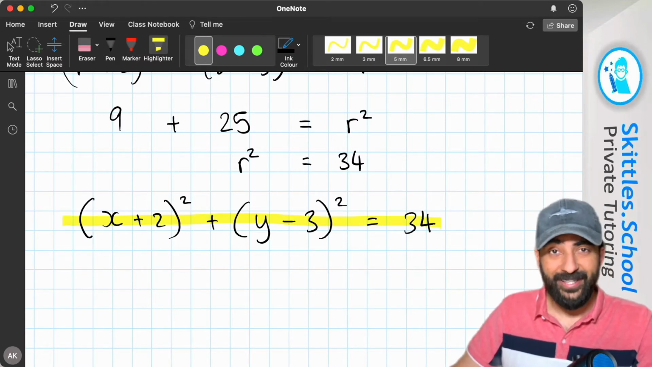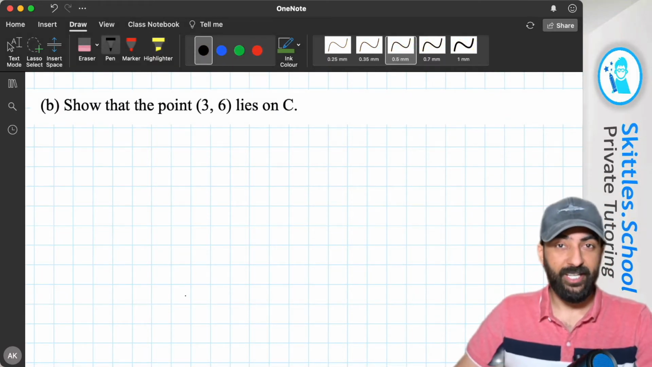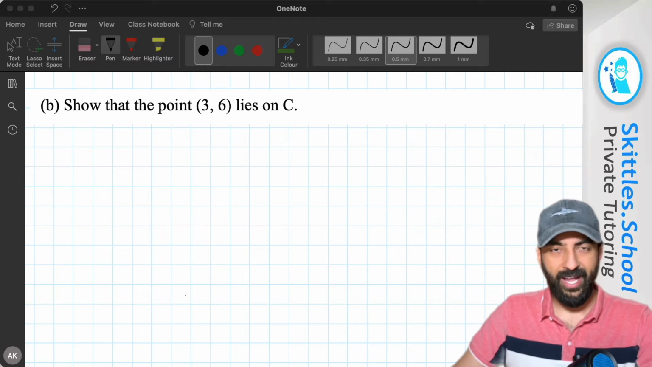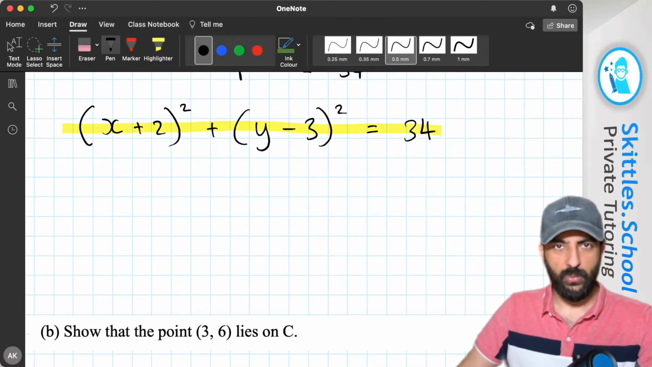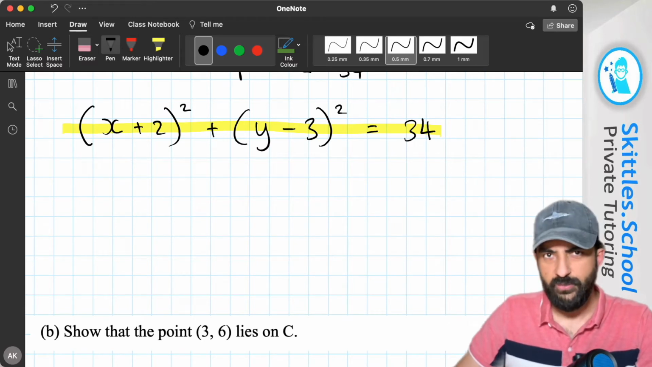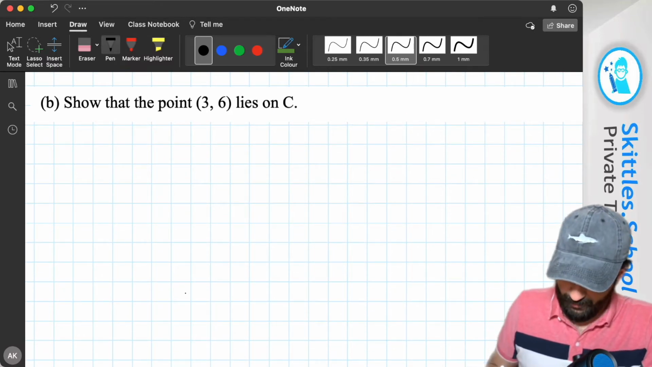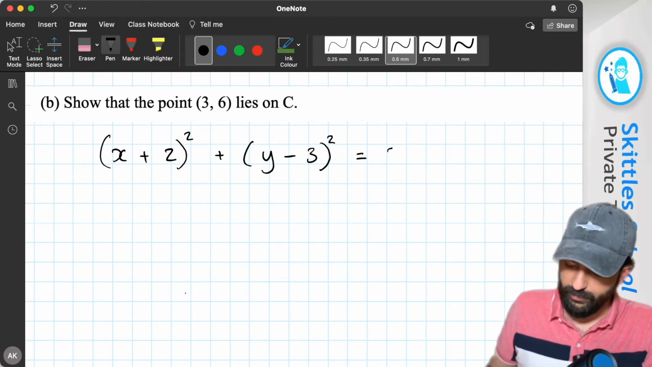Let's have a look at part B. So this is part B. It asks us to show that the point 3, 6 is on the circle. And how are we going to do that? Well, we already know the equation of the circle. We worked it out in the previous part. The equation was (x + 2) squared plus (y - 3) squared equals 34. So let's write that down. (x + 2) squared plus (y - 3) squared equals 34.